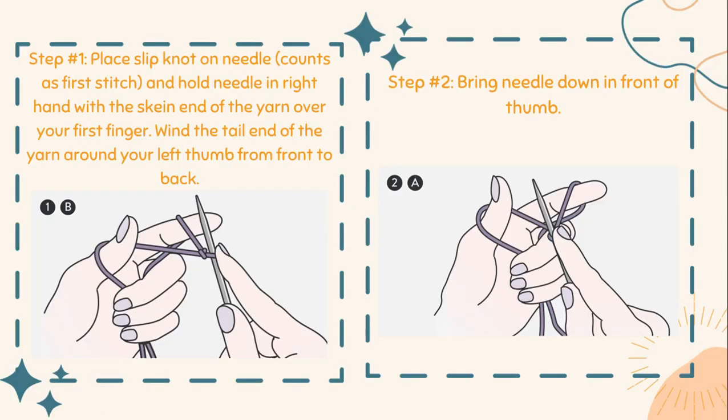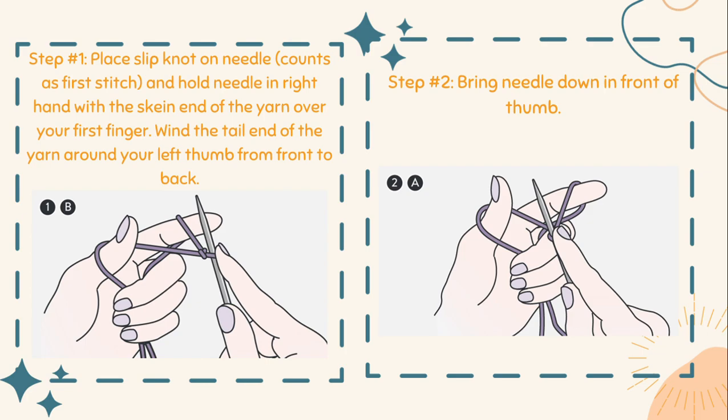So the first step in making long tail cast on is place slip knot on needle, counts as first stitch, and hold needle in right hand with the skein end of the yarn over your first finger. Wind the tail end of the yarn around your left thumb from the front to back.